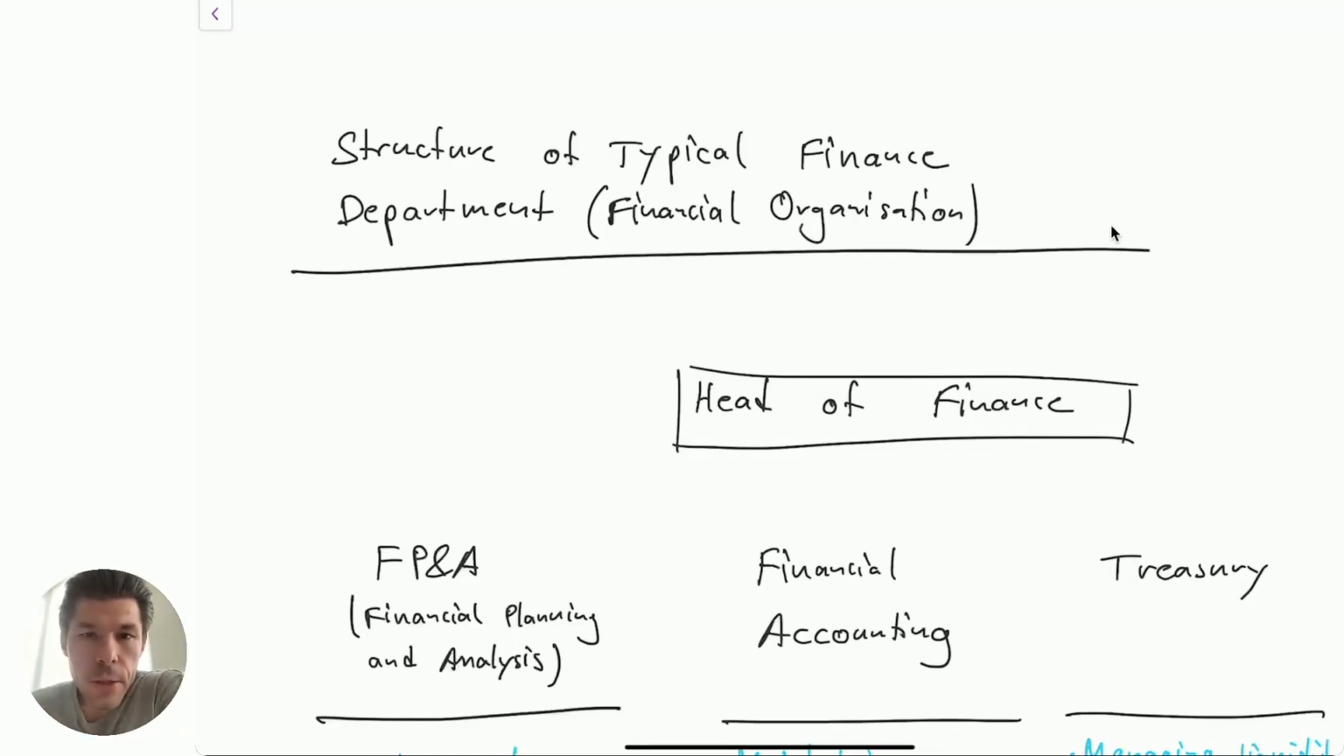I did another video on how a typical finance organization looks for a non-financial company, like a regular retail, pharma, manufacturing, production, or service company. In this video I show you what is different and what is similar when looking at the finance department of a financial organization such as a bank. There are a few similarities but also a few differences.